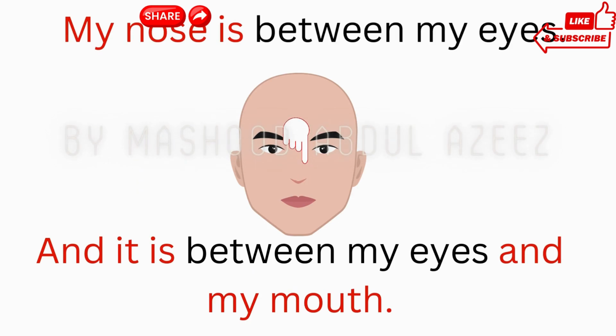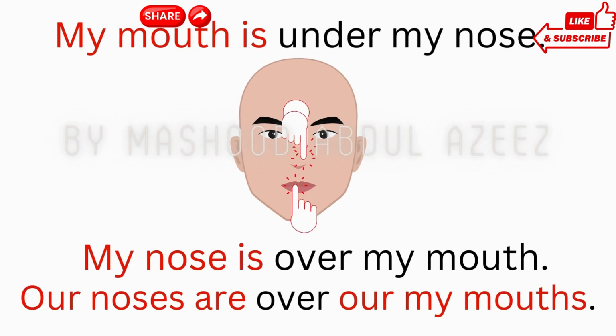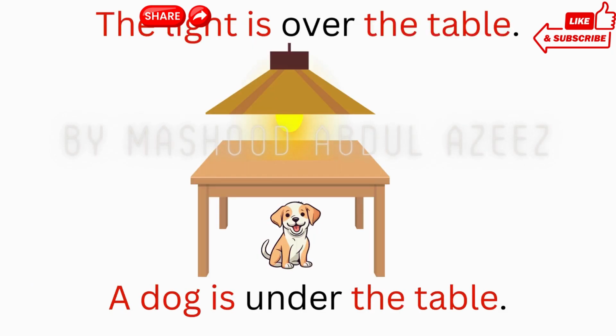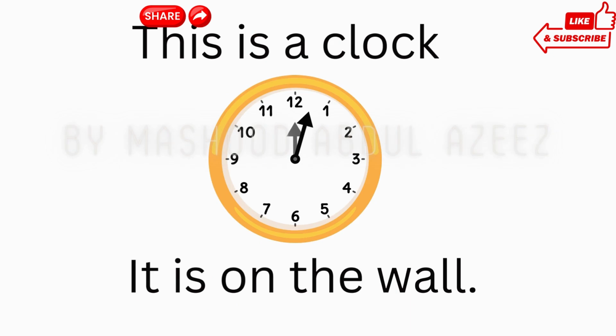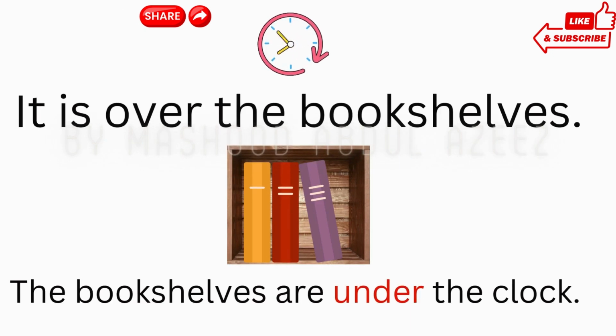My nose is between my eyes. And it is between my eyes and my mouth. My mouth is under my nose. My nose is over my mouth. Our noses are over our mouths. The light is over the table. A dog is under the table. This is a clock. It is on the wall. It is over the bookshelves. The bookshelves are under the clock.